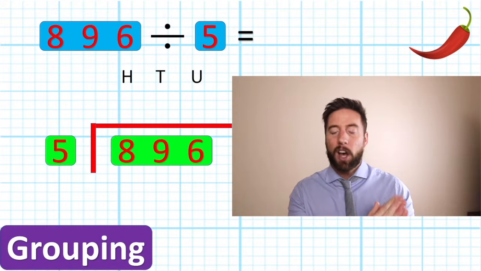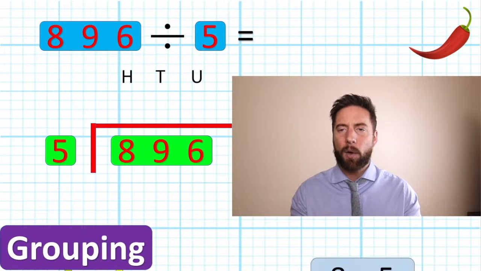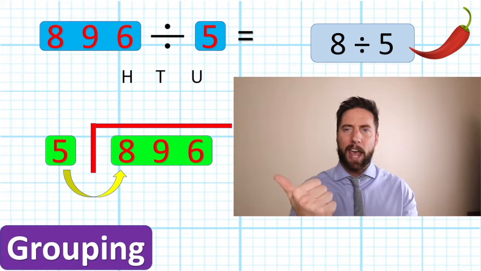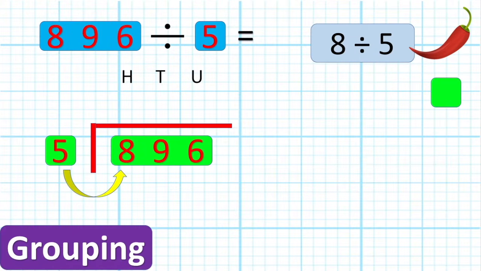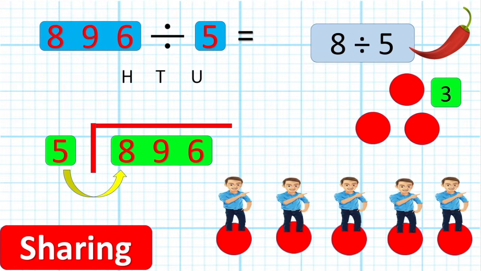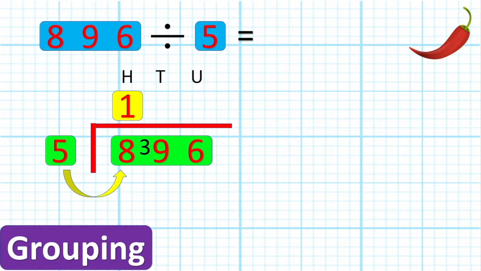How many 5's are in 8? Let's go in our 5 times table. 5, 10. So we can't have 10. We've got one lot of 5, but then we've got 3 left over. Let's have a look at that in sharing. If I have 8 and I try and share it evenly between 5, I give them all 1, but I've got 3 left over. Now I can't ignore this 3. I'm going to move it over into my next column and make my 9 a 39, because that 3 is actually worth 3 10s. That's why it's good to understand our columns.